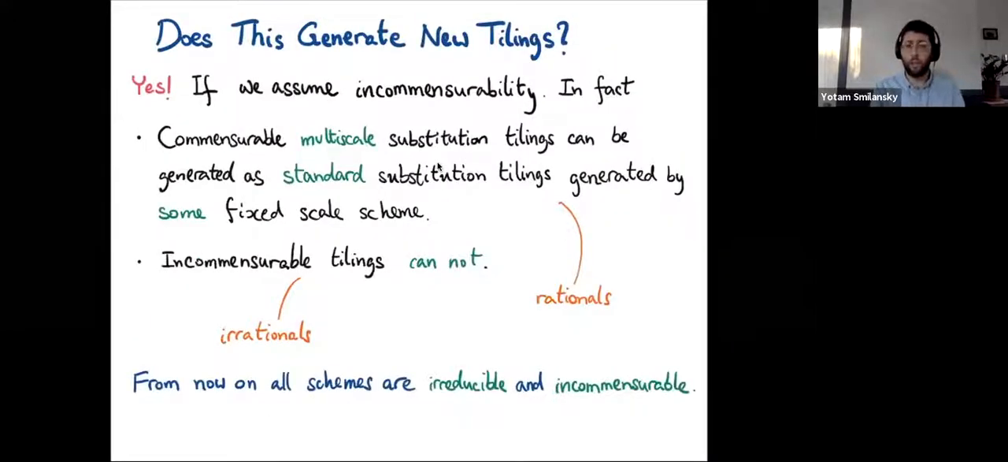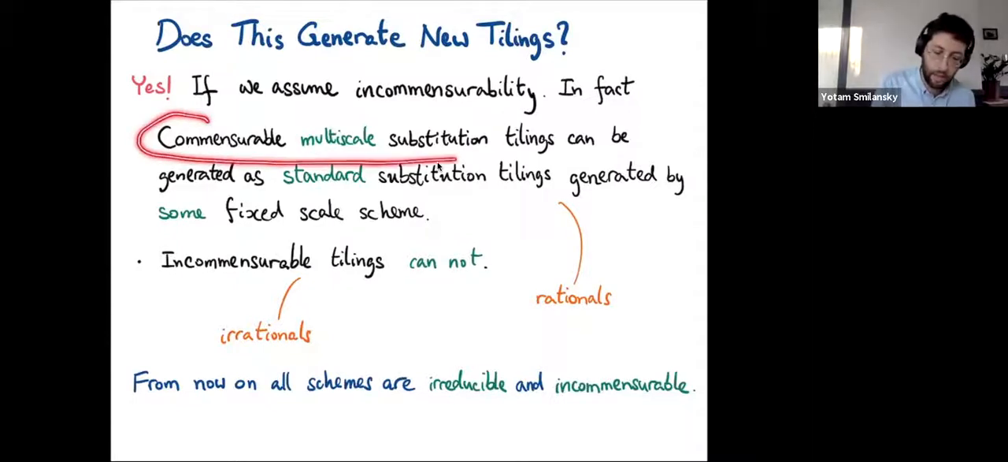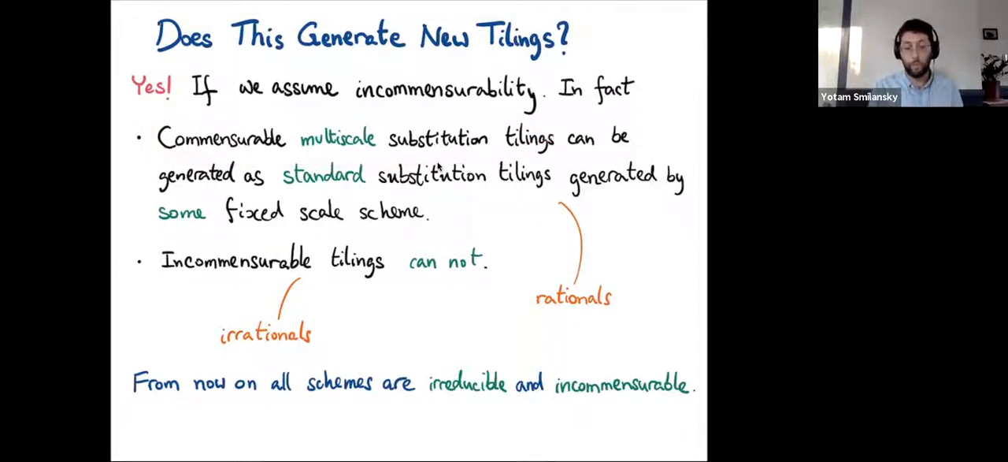It answers the question, do we even generate anything new? As long as we assume incommensurability, yes, these are definitely not classical substitution tilings. They cannot be constructed that way. They're not just a new representation of the same thing, while commensurable multiscale substitution tilings can also always be generated using the standard procedure. Maybe you will need a different set of prototiles, maybe you'll need some different rules, but given a commensurable scheme, you can always define a new substitution scheme using those iterations, the classical way with one fixed scale.